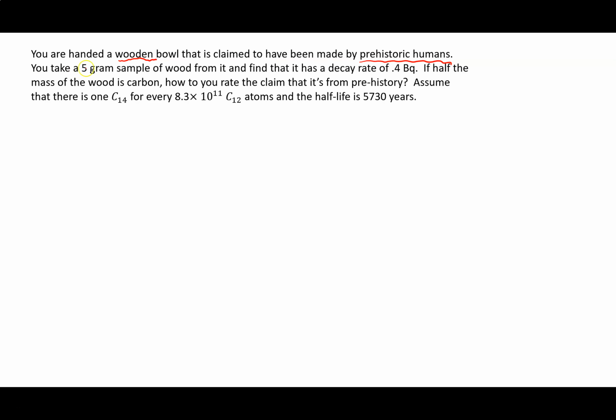It says you take a 5-gram sample from it, so imagine taking a chisel, you chisel a little bit off, and you put it next to your Geiger counter, and you get 0.4 becquerel. Remember, a becquerel is 1 decay per second. They say if half the mass of the wood is carbon, that's not an unreasonable assumption. There's carbon and hydrogen and all sorts of other stuff, but generally about half the mass of wood is carbon. How do you rate the claim that it's from prehistory?